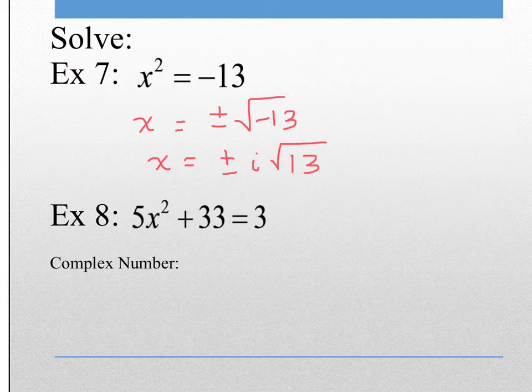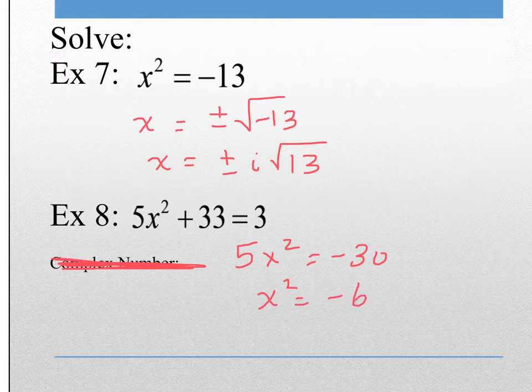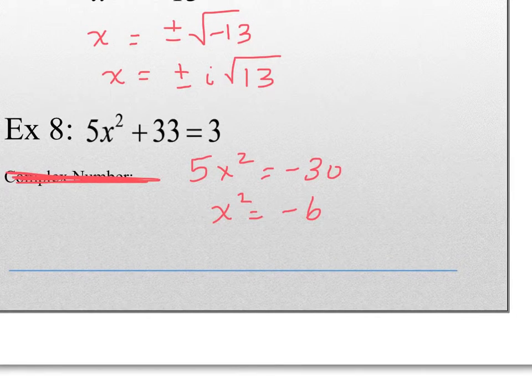Now, this little complex number thing here, we're going to mark that out. That was a bad cut and paste job on my part. Alright, so we are going to now solve example 8. I want to start with subtracting 33. That gives me negative 30. And then we're going to divide by 5. Negative 6. Starts to look a lot more like example 7 now, doesn't it? Take square root of both sides, plus or minus, square root of negative 6, plus or minus i square root 6.